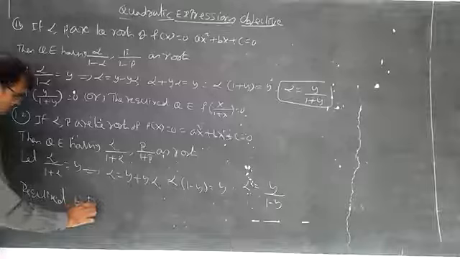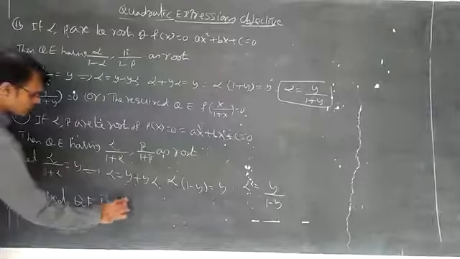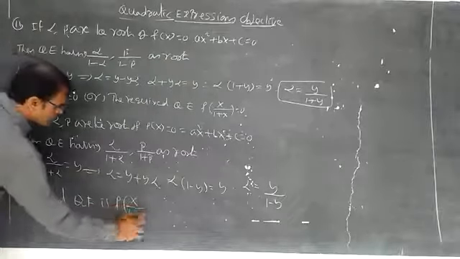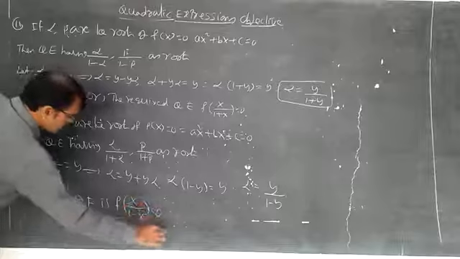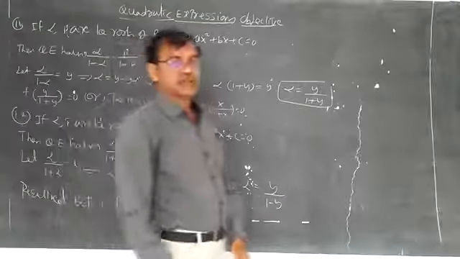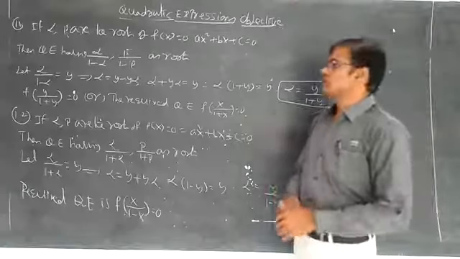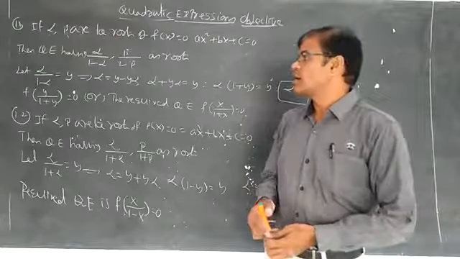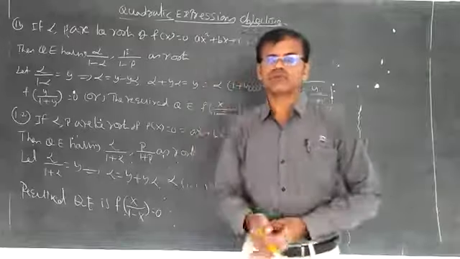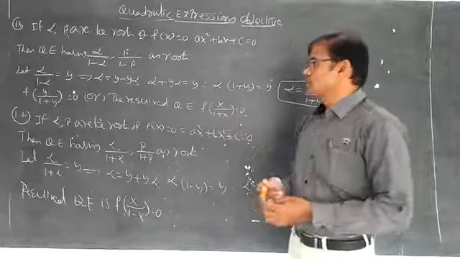Required QE as f of x by 1 minus x equal to 0. These are the transformed equations. They depend upon the original roots of the quadratic equation.